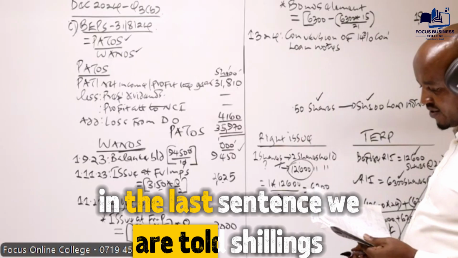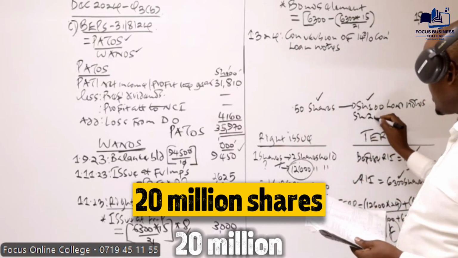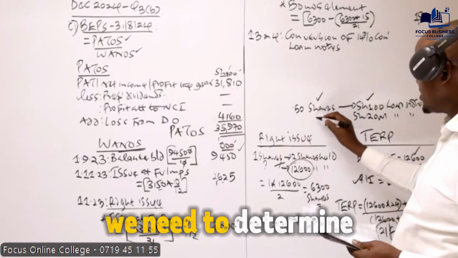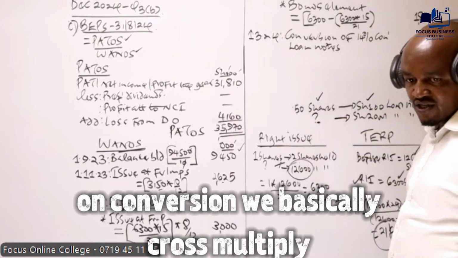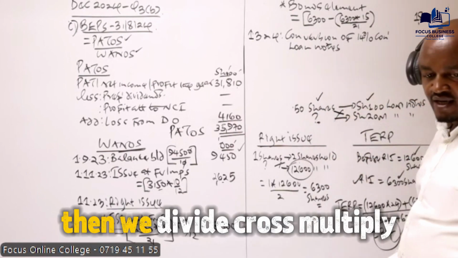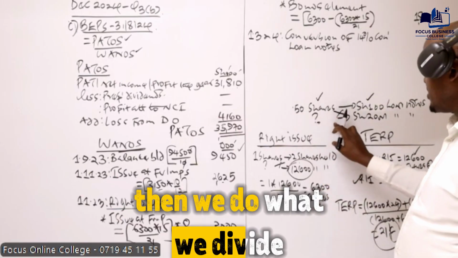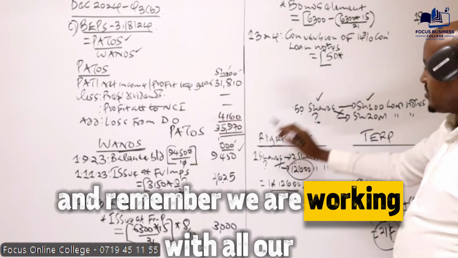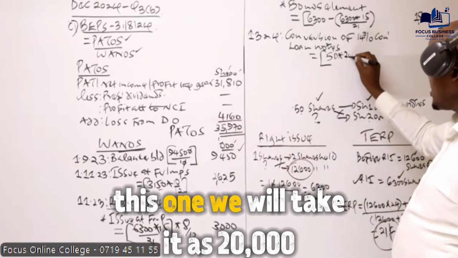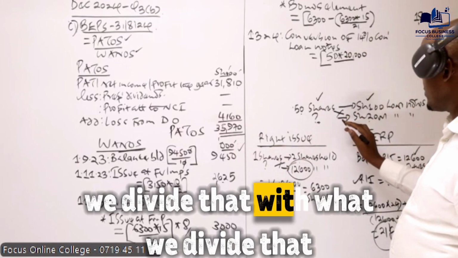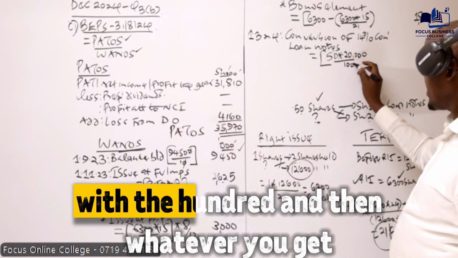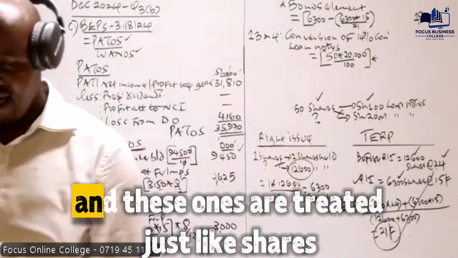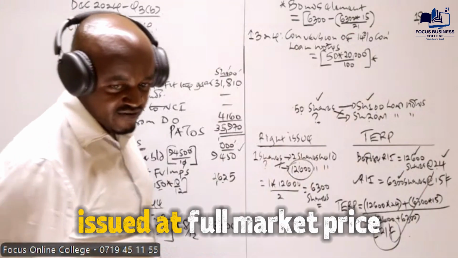In the last sentence, we are told shillings 20 million of the convertible raw notes were converted into ordinary shares. We need to determine how many ordinary shares were issued on conversion. We basically cross multiply, then we divide. We have 50, and remember, we are working with all our figures in thousands of shillings, so this one we will take as 20,000. We divide that with 100, and whatever you get here is the number of ordinary shares which were issued on conversion. And these ones are treated just like shares issued at full market price.